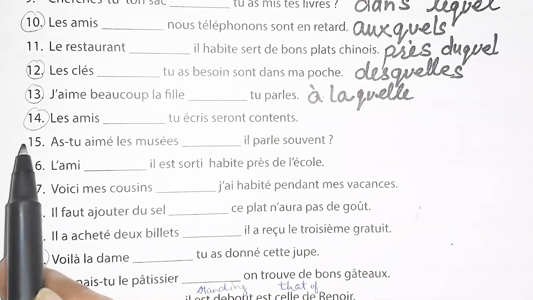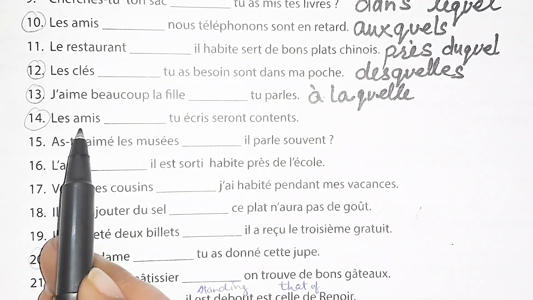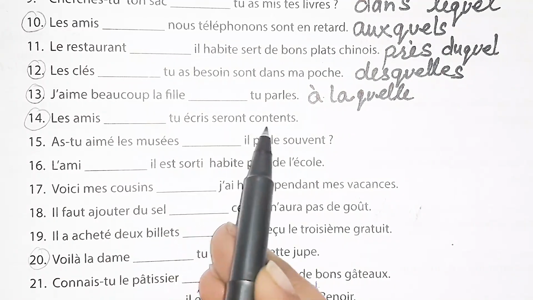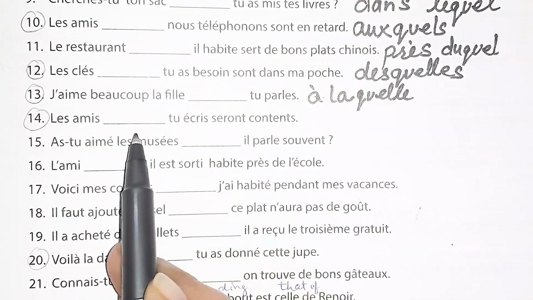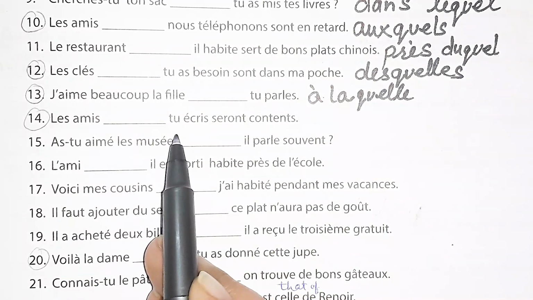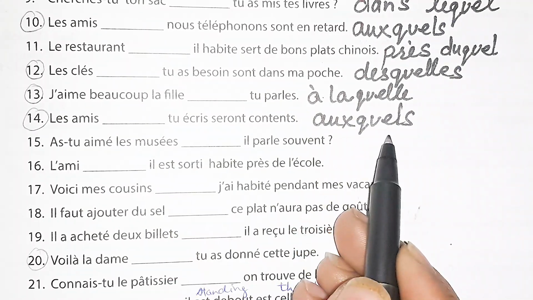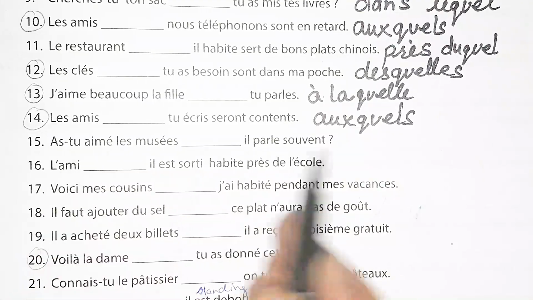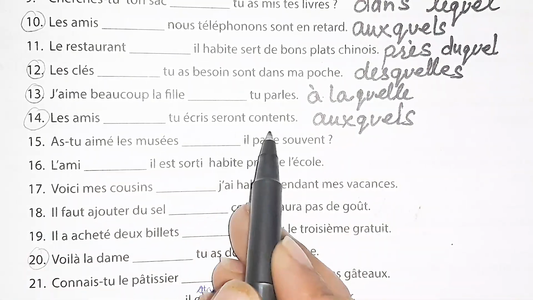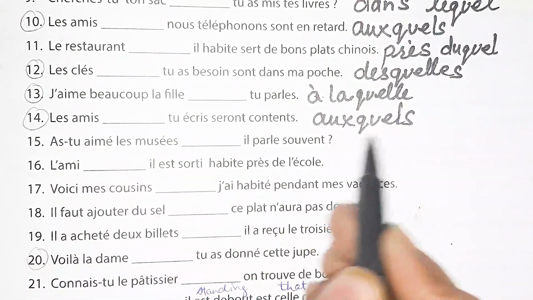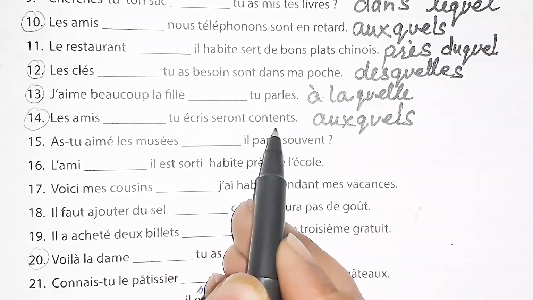Okay. Now the next one is les amis dash tu écris seront contents. That means the friends to whom you are writing will be happy. Okay. So we'll use auquel, to whom. Les amis auxquels tu écris seront contents. The friends to whom you are writing will be happy.